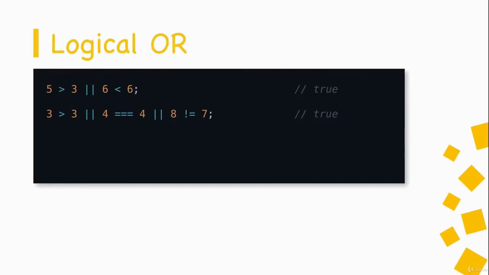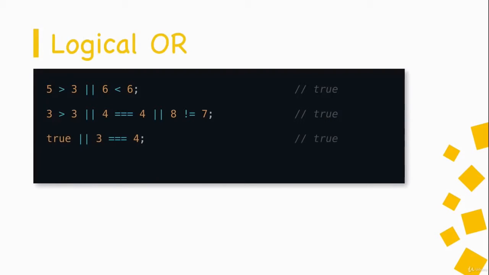And just like with logical AND, when this code is executed from left to right, the first condition returns false, and then the second condition returns true, and the execution is immediately stopped, because we've incurred a true value, which means the whole condition is true, which means 8 is not equal to 7 doesn't even need to be executed. JavaScript shortcuts and defaults to true for this condition.